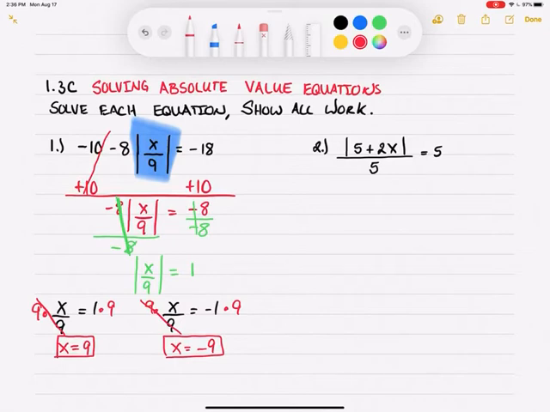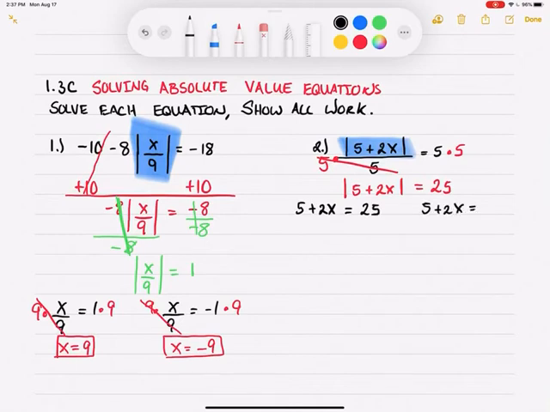In the second example, my absolute value is in the numerator of a fraction, so what I need to do is get rid of the denominator by multiplying both sides by 5 so that they cancel out on the left side. I still have the absolute value of 5 plus 2x, and now it's going to be equal to 25. I'm going to write out my two equations. The first one is 5 plus 2x is equal to 25. The second one is 5 plus 2x is equal to negative 25.